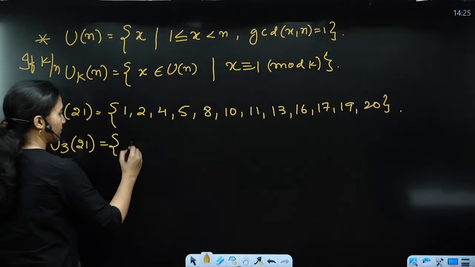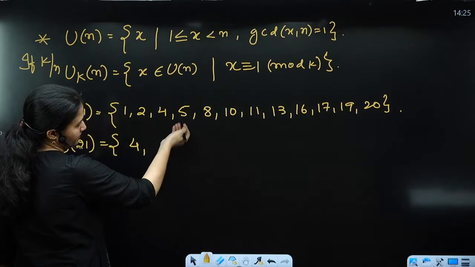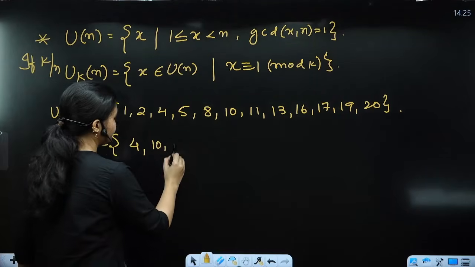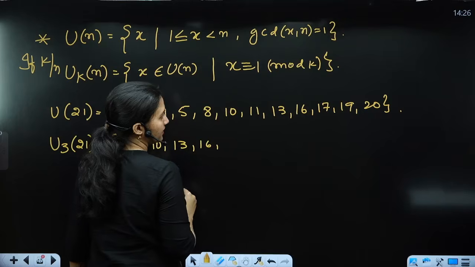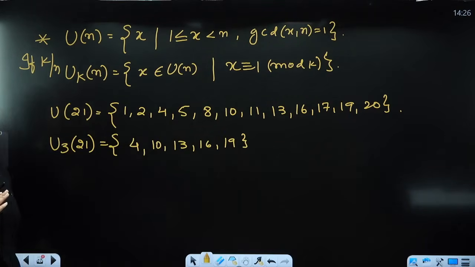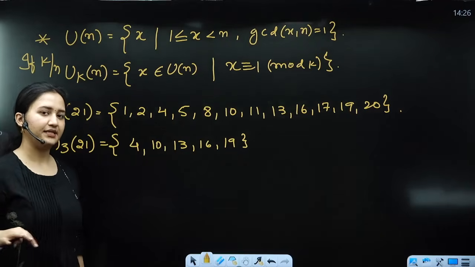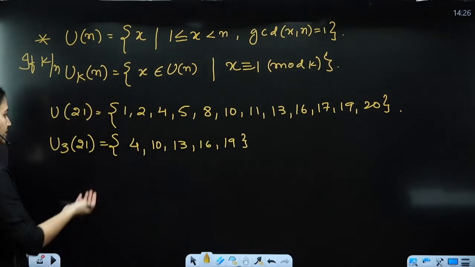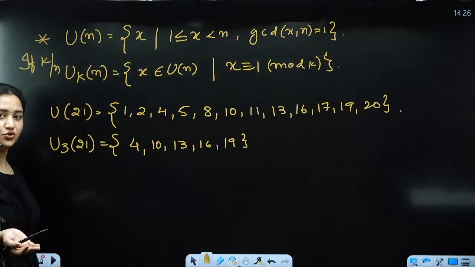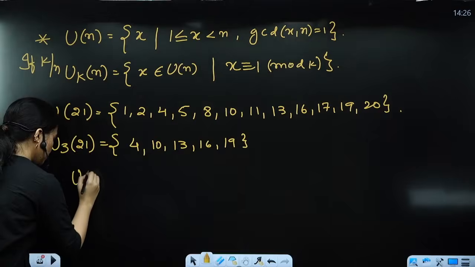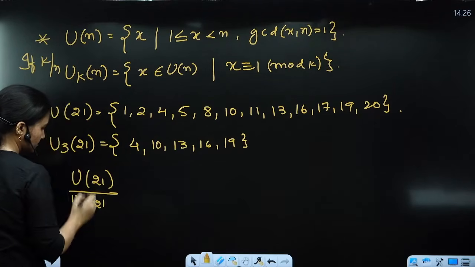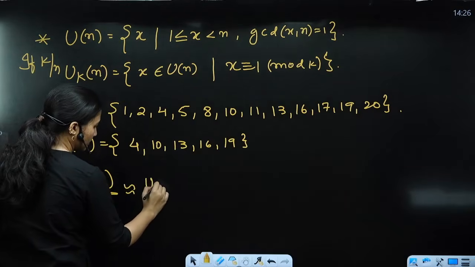So the elements are going to be 4, 7, 9, then you have 13, then you have 16 and then you have 19. So these are the elements that are going to form again a group. We don't have to go into more details, you just have to understand that this is going to be a normal subgroup and the factor group is going to be isomorphic to U. Here, so U of 21 divided by U3 of 21 is going to be isomorphic to U, right?